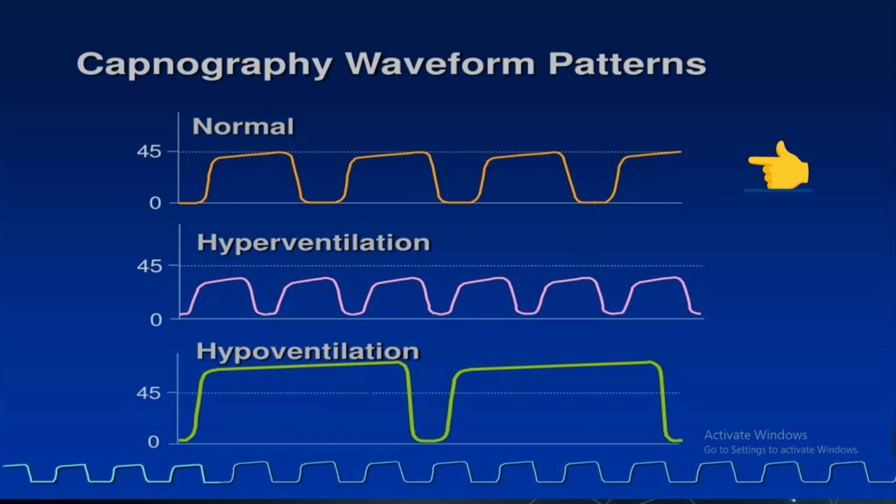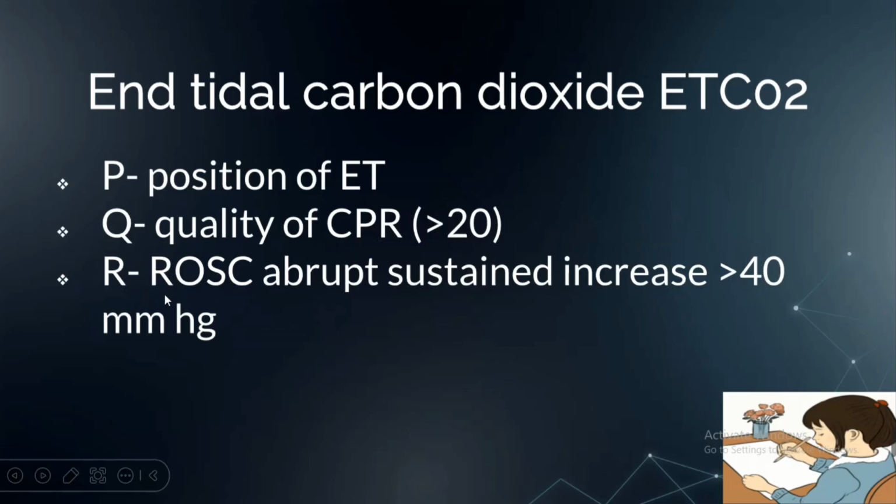Here you can see this is a normal capnograph going up to 45 mm of Hg. This is hyperventilation, which is going very fast, and this is hypoventilation, which is going very slow and retaining more carbon dioxide at the end of the tidal volume. Then where do we use the end tidal CO2, ETCO2? We use it in anesthesia, we use it in cardiac arrest, and we use it for checking the ET tube placement.